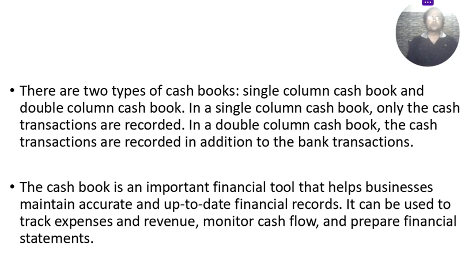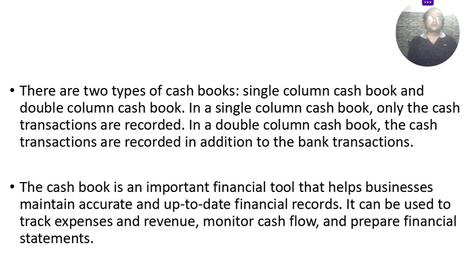There are two types of cash books: single column cash book and double column cash book, or three column cash book. In a single column cash book, only the cash transactions are recorded. In a double column cash book, we record the transactions related to cash as well as bank. In a three column cash book, the additional columns are for discount allowed and discount received.